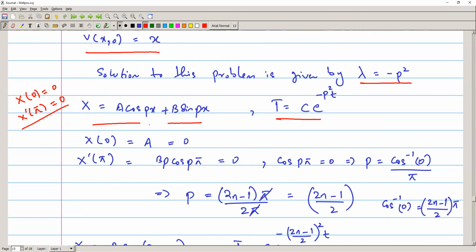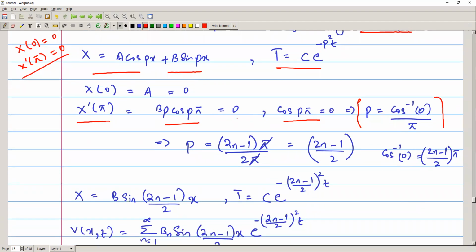And then x prime of pi, we will find the derivative. The derivative will be bp cos px, then we will substitute pi in x, so we'll get bp cos p pi is equal to 0. Then cos p pi is equal to 0 implies that p is equal to cos inverse 0 over pi. Therefore, cos inverse 0 is again 2n minus 1 pi over 2. Therefore, this pi and pi will cancel each other, so we're left with 2n minus 1 over 2, right?